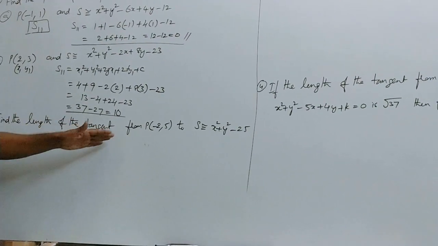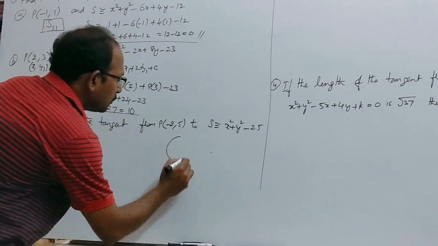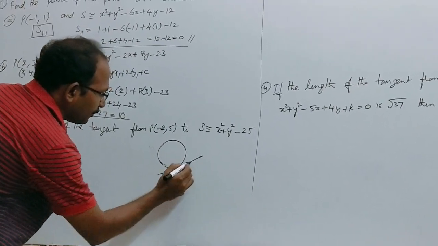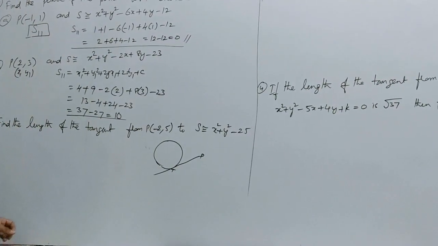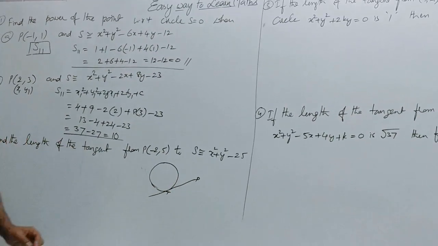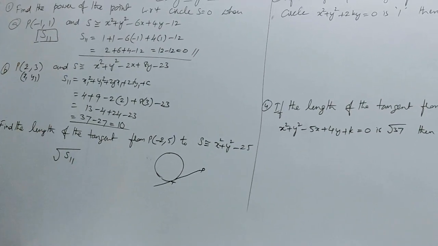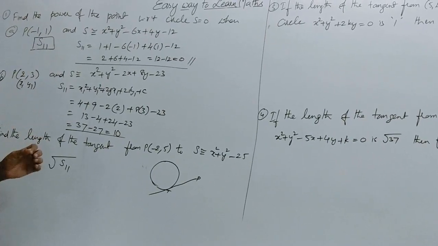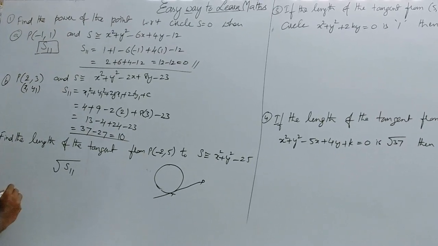Now let us find the length of the tangent. Here a point P is given and a tangent is drawn from that point P. It should be PT. We have to find the length of this tangent PT bar, just by making use of the formula root S11. The formula to find the length of a tangent from an exterior point to the given circle is root S11. Now let us find the value of root S11.